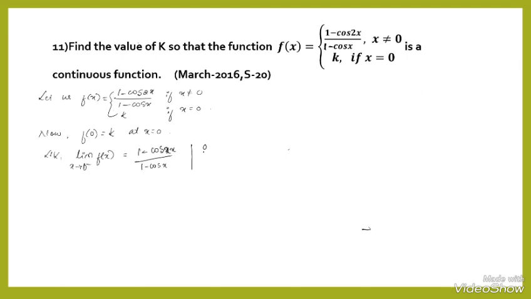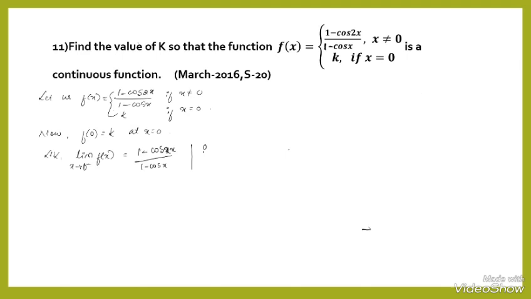Now, let us consider problem 11. Find the value of k so that the function f of x is equal to (1 minus cos 2x) divided by (1 minus cos x) when x is not equal to 0, and f of x is equal to k if x is equal to 0, is a continuous function. Okay, let us solve the problem now.